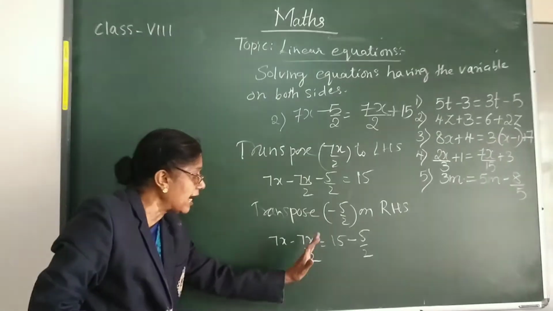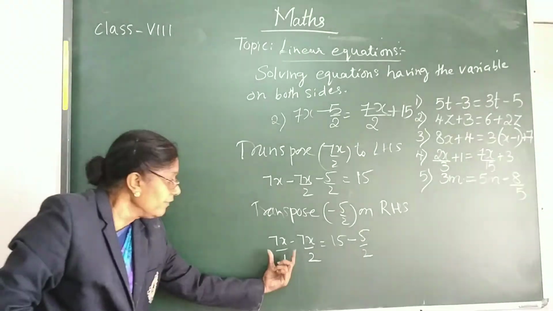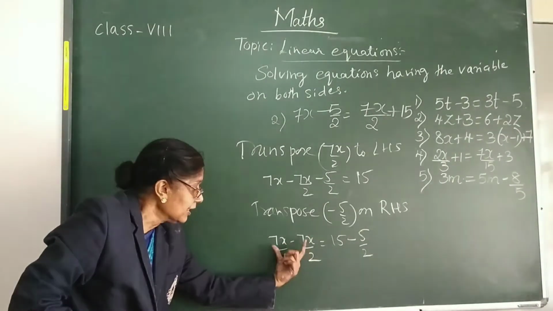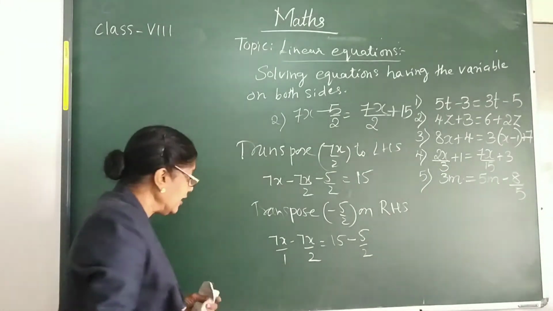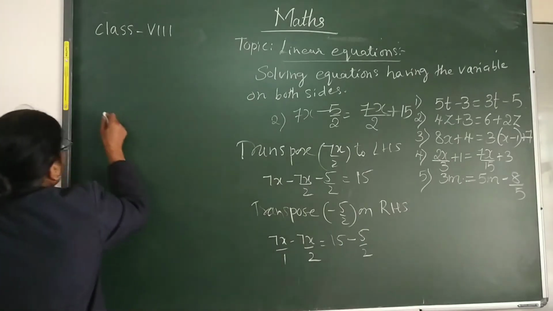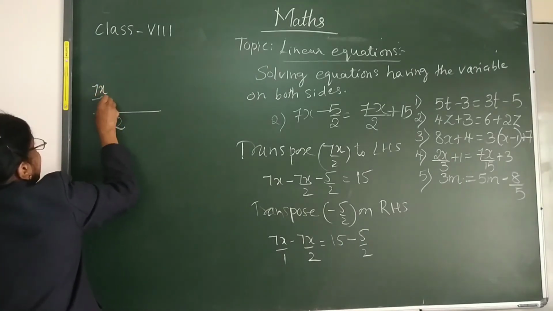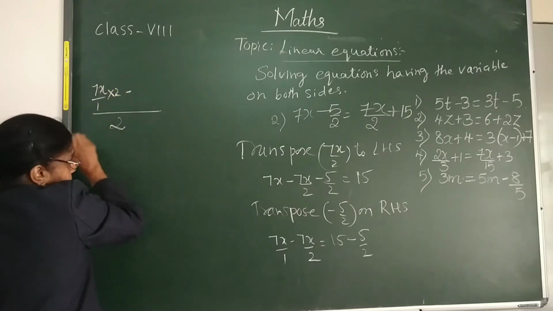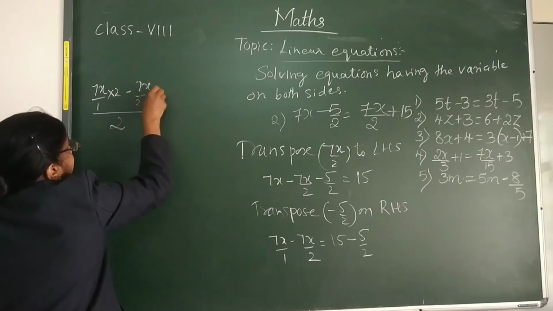Now what can we do? We have to solve it. 7x is there, nothing is written under it, which means 1. So we can't subtract this directly. So we have to take the LCM. What is the LCM of 1 and 2? The LCM of 1 and 2 is 2 itself. So on the left hand side the LCM is 2. So take the fraction, multiply with the LCM, take the other fraction and multiply with the LCM.